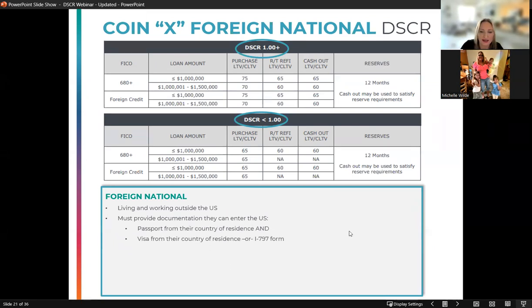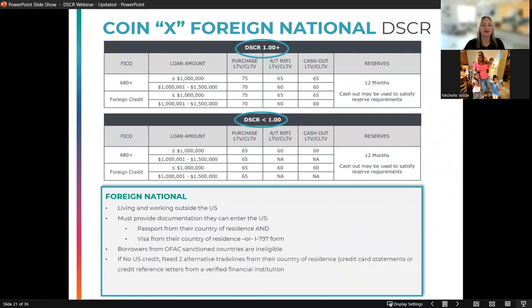And we also need a visa or I-797 form. And then the countries that would be ineligible would be the OFAC sanctioned countries. You can actually Google it. It'll pop up a link to check the list if you're not sure. And then some people have US credit if they're foreign national, a lot of them don't. So if they don't, we're going to need some alternate trade lines, at least 2. And then also if they're signing outside of the US, it has to be notarized by a US embassy or consular official.